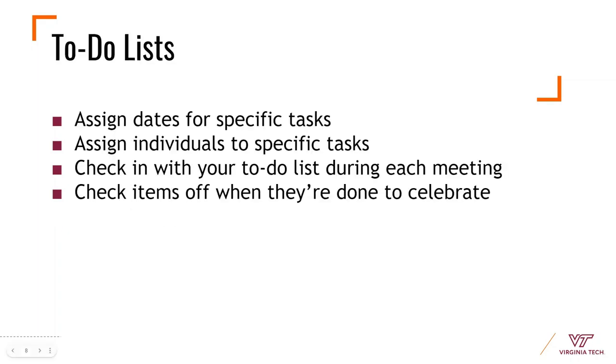To-do lists are a great way to keep track of goals. You should make sure to note when a task should be done and who is responsible for it in your to-do list. You can even nest minor tasks under the relevant major task or goal. Check in with this to-do list at each meeting and celebrate completed items in little ways. For instance, let the person who completed the task be the one to check it off and acknowledge the work that went into that task.